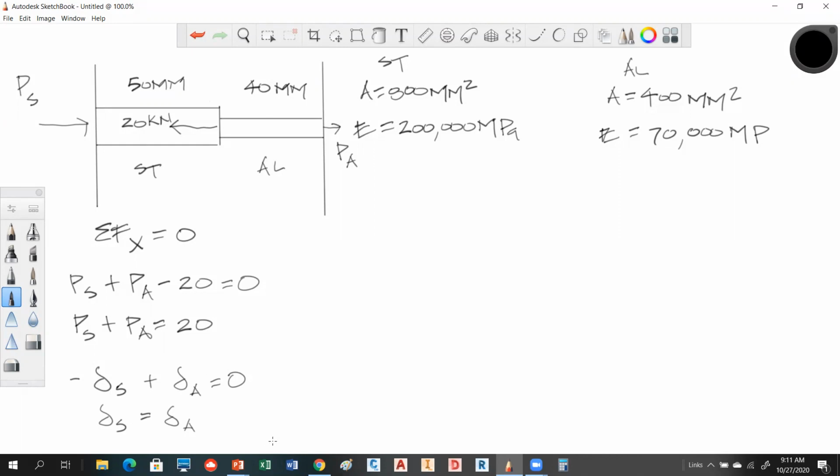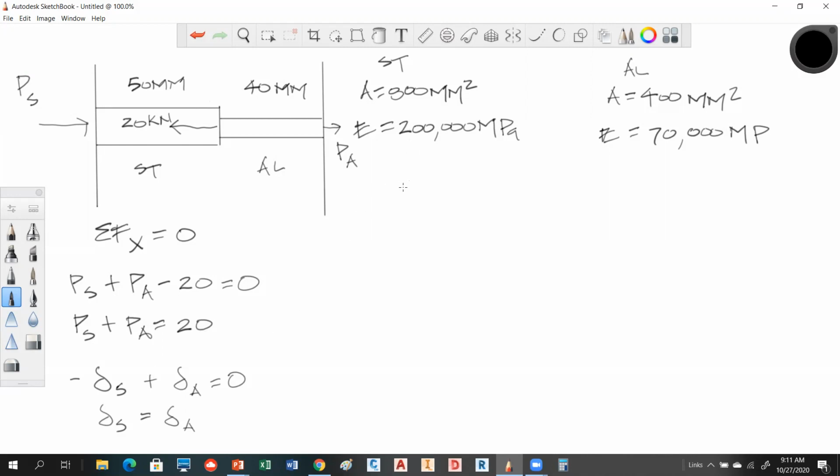Now, if you have a situation where it's not immovable, like if you just have two materials sitting on top of each other and you just put a force down on them, that's not going to be true. They'll deflect, okay? Okay, everybody okay with that?